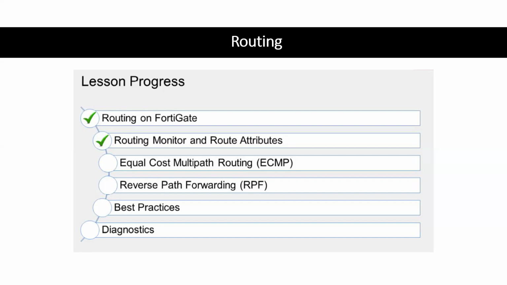Again, we're still in the routing section. We're going to go ahead and try to cover two sections tonight. So we're going to talk about equal-cost multipath routing, ECMP, and we're also going to talk about one of my favorite security methods within routing. One of my favorite topics is reverse path forwarding, or RPF. Hopefully, by the end of this, you guys will be able to demonstrate competency of both of those topics.